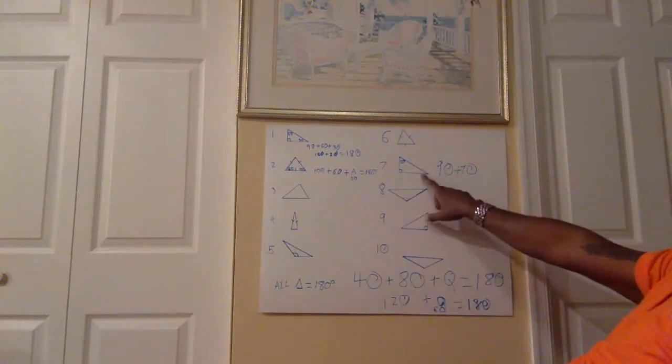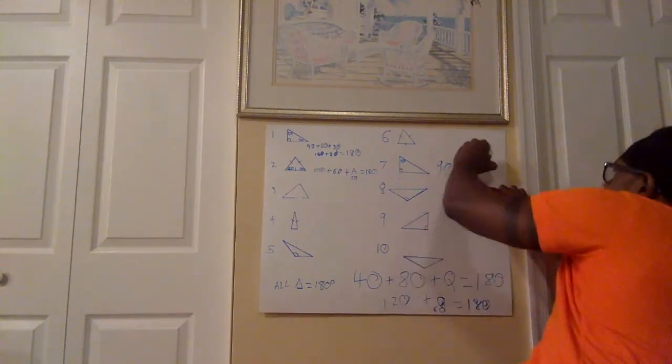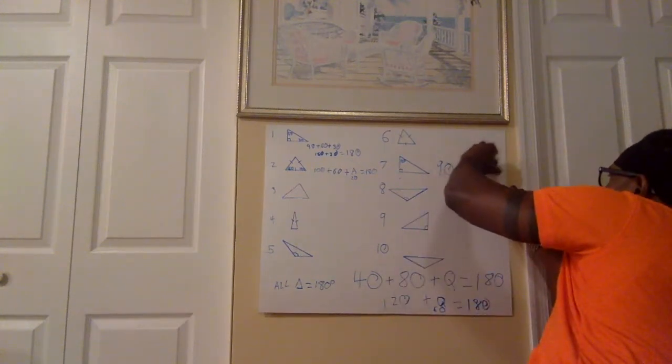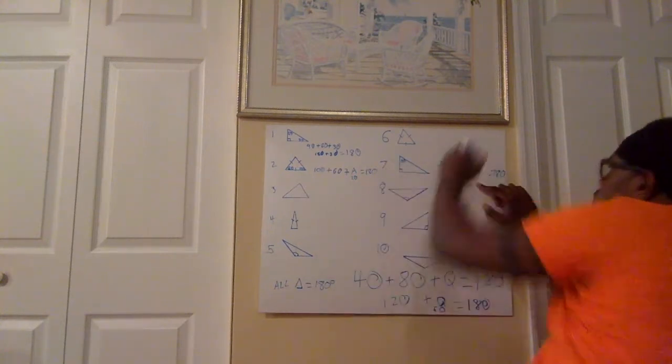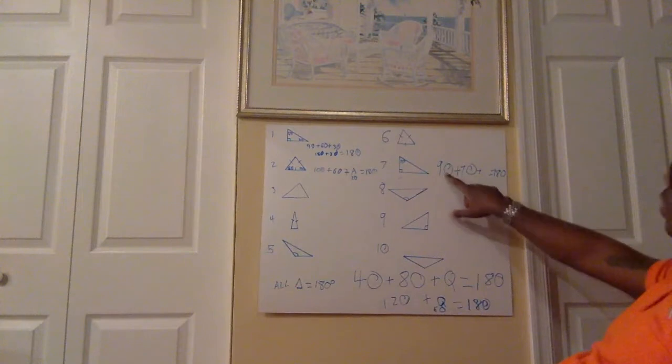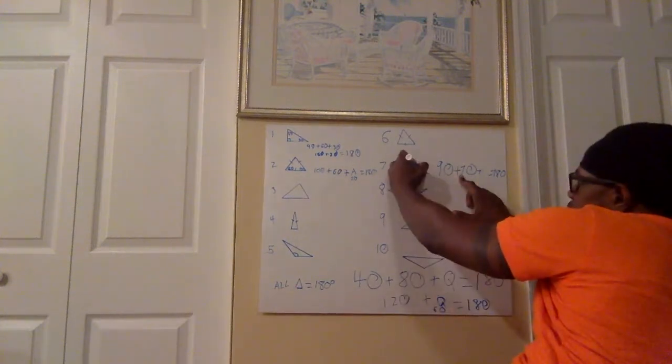But that little birdie flew away. He wouldn't tell me what the third degree is. But I know that it has to equal 180. All triangles always add up to 180. So I know 70, 90, but I don't know C.